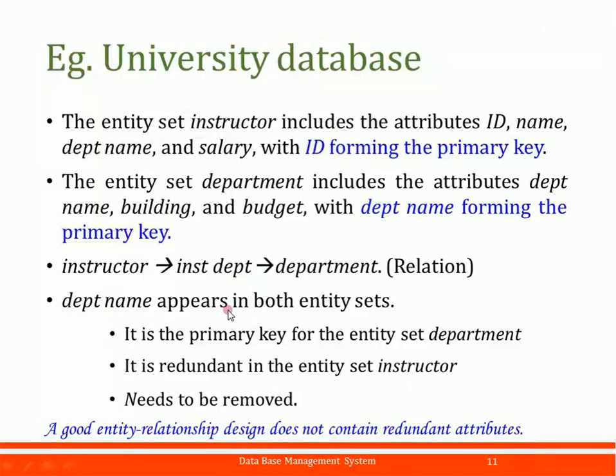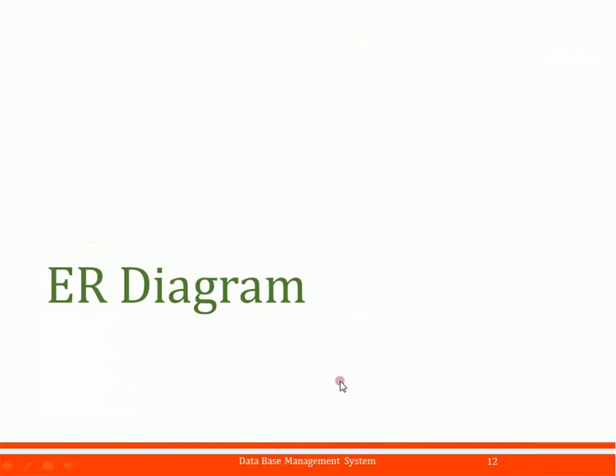Department name appears in both the entity sets. Here you could see that the instructor is associated with the department name, so that is present here, and also the department name is present in the department. So it is the primary key for the department entity, but it is redundant in the instructor. So one thing has to be removed. A good entity relationship design does not contain redundant attributes. It should not contain any repeated attributes.